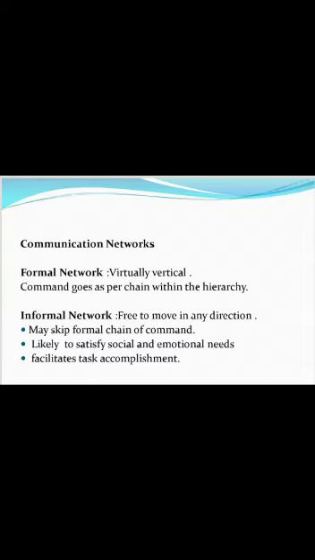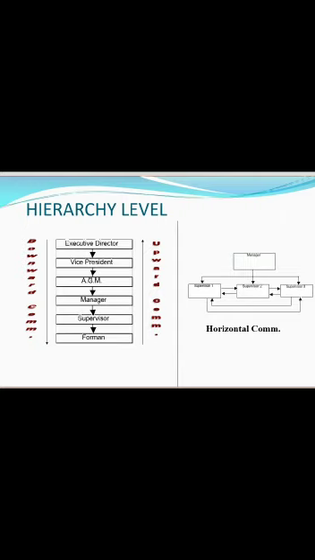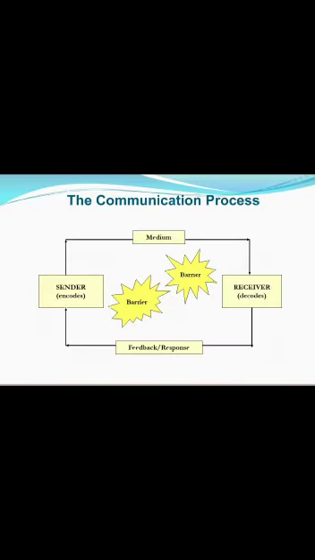It may skip the chain of command, and likely it satisfies the social and emotional needs of an individual. Informal network also facilitates task accomplishment. The hierarchy diagrams show how the communication travels downwards and upwards and in horizontal order. The communication process consists of a sender that encodes the message and sends it to the receiver who decodes the message.